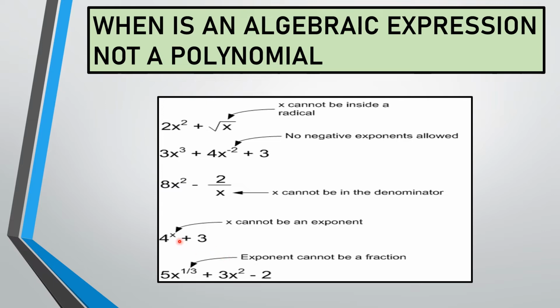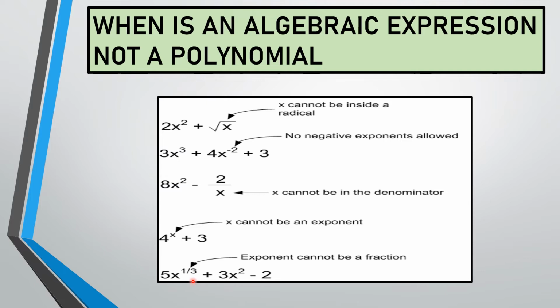Here also, x is written as an exponent. The number is there and it has a variable exponent. There also it cannot be a polynomial. So 4 to the power of x plus 3 is also not a polynomial. X cannot be an exponent.